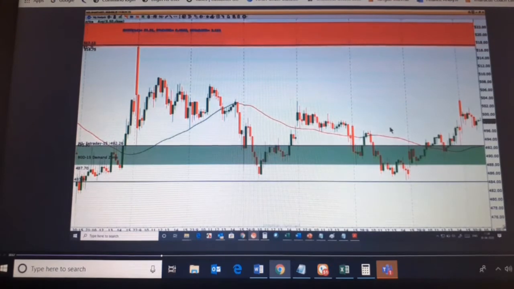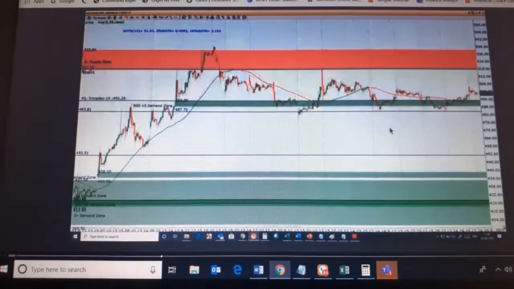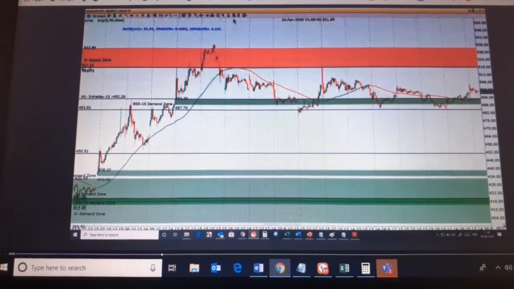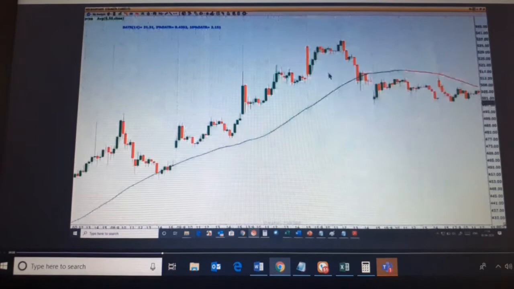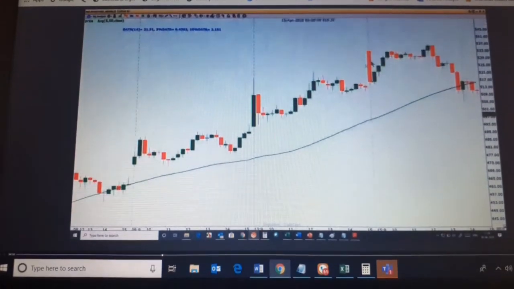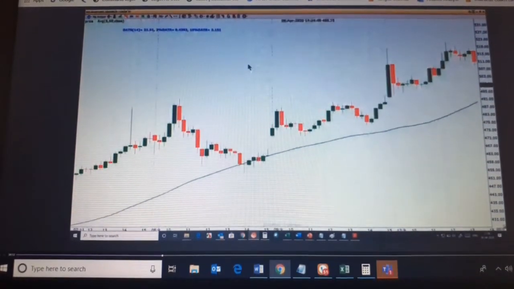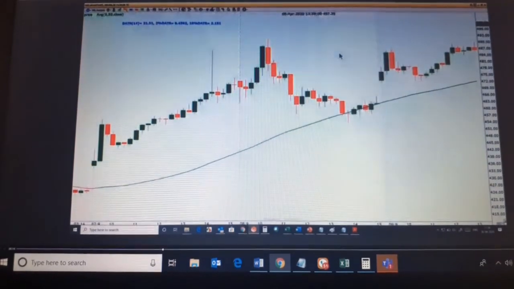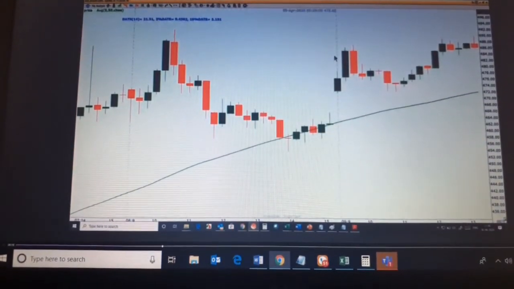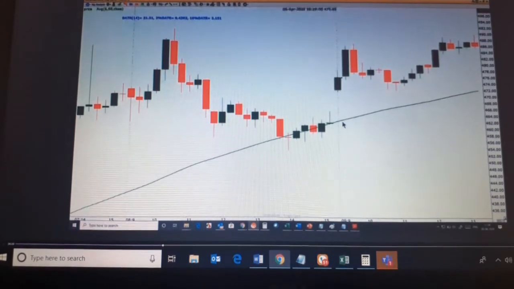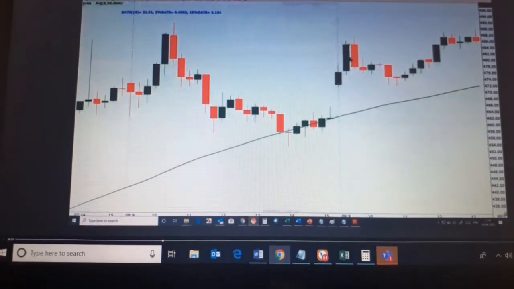So right now, what we are doing is we are just drawing proximal and distal lines. We are not checking any freshness for the time being. We are just practicing how to draw proximal and distal lines. So this is your drop base rally. The price has gone up with a gap.